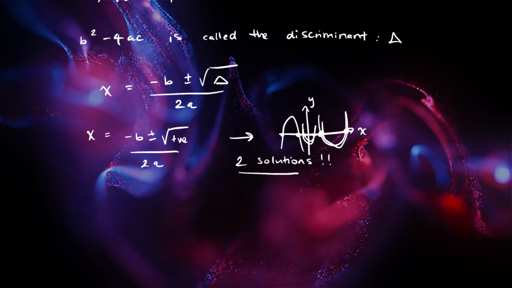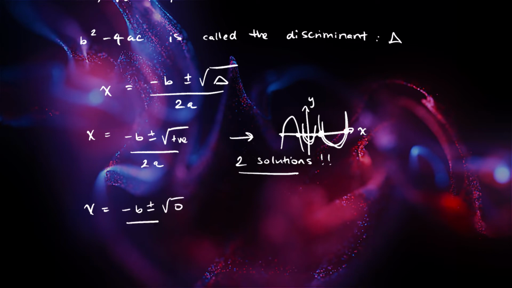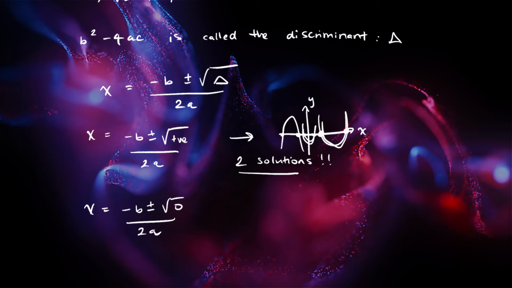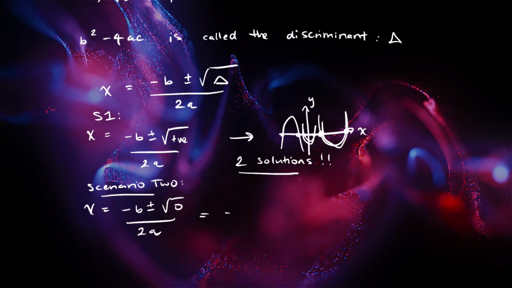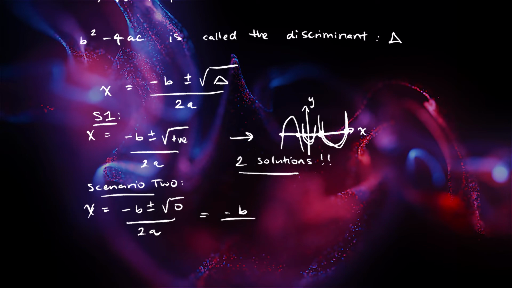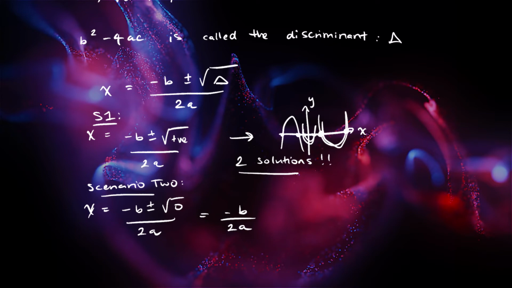Now, what about the second case where the discriminant was 0? So x is equal to negative b plus or minus the square root of 0 over 2a. Now, what's the square root of 0? It's just 0. Negative b plus or minus 0 is the same as just negative b. This is scenario 2, I better specify that. So our solution for x is just negative b over 2a. There's just one solution, negative b over 2a.